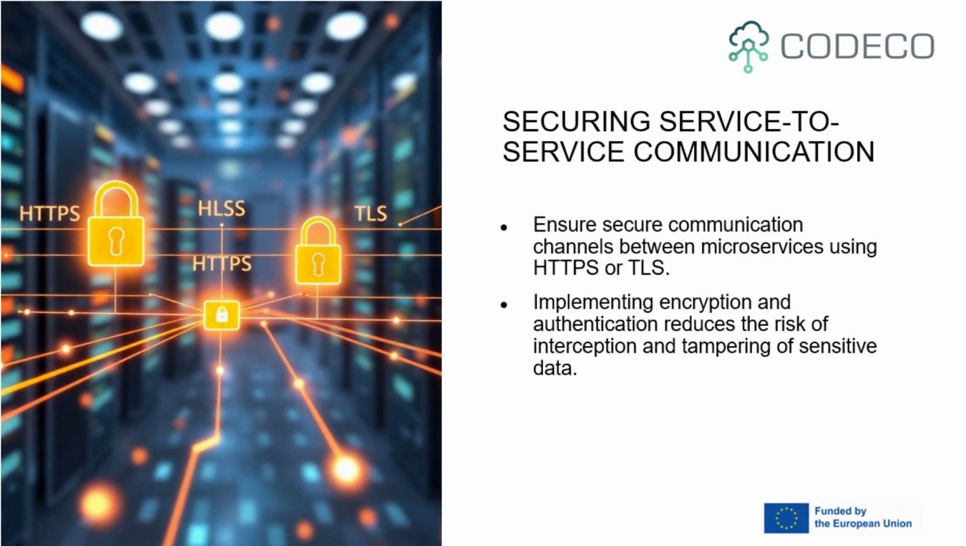Securing service-to-service communication. When microservices communicate with each other, it is crucial to ensure that the communication channels are secure. Use secure protocols such as HTTPS or TLS for inter-service communication. Implementing encryption and authentication between microservices reduces the risk of interception or tampering of sensitive data.